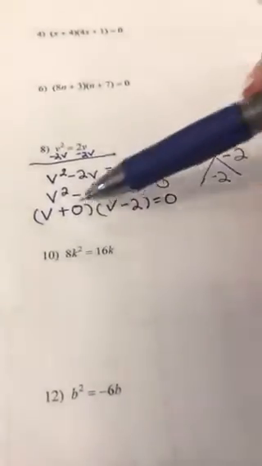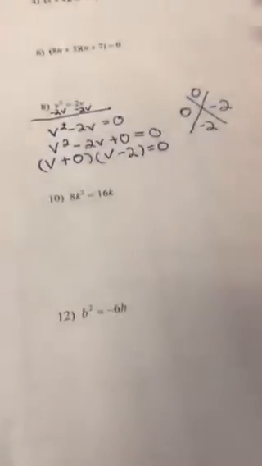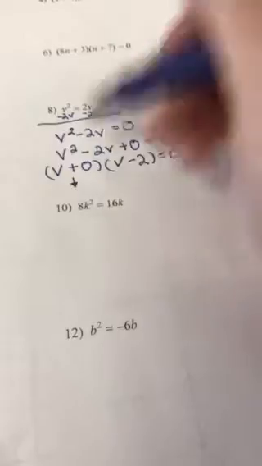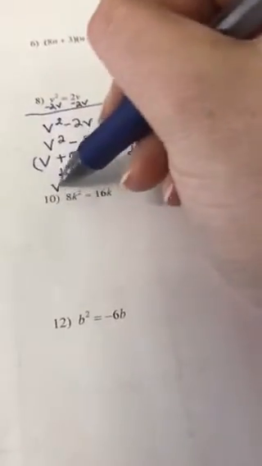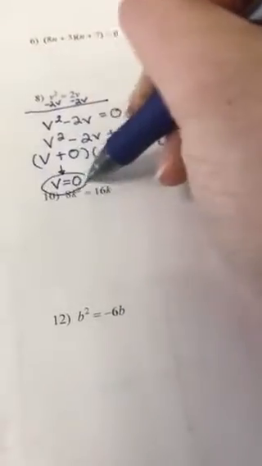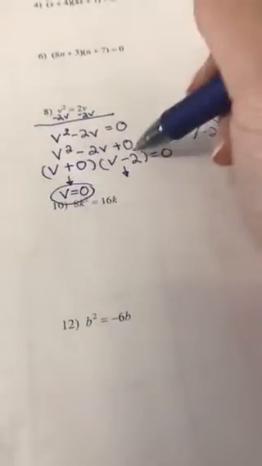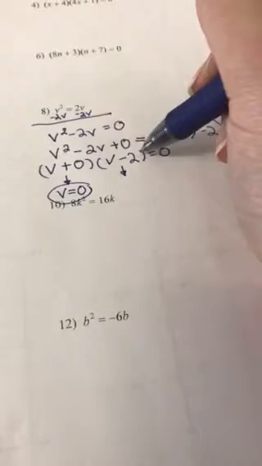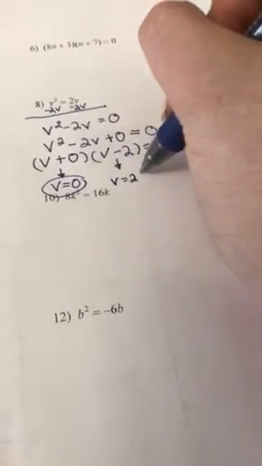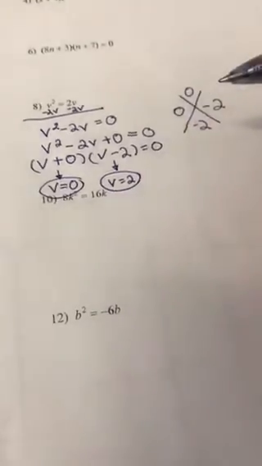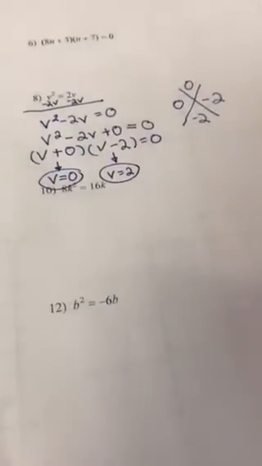Okay. Now, if I'm going to set each of the factors equal to 0, the only way this term is going to give me a 0 is when v is 0. And then in this case, the only way I'm going to get 0 out of this one is when v is equal to positive 2, because 2 minus 2 gives me 0. So here are my two possible answers.